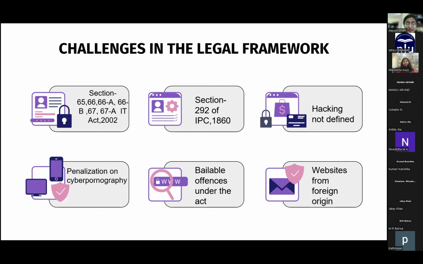The hacker accesses a device without the knowledge and consent of the other person to commit cyber fraud, for example money laundering or taking the amount from his bank account.